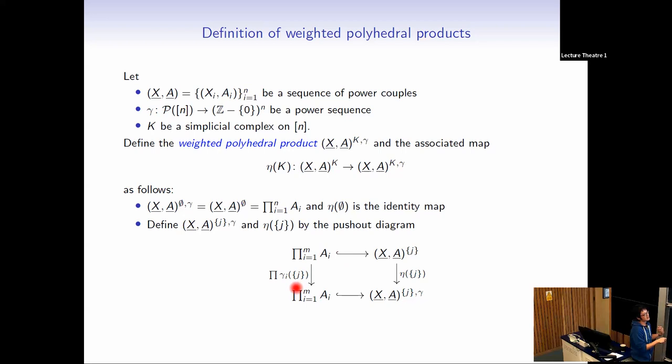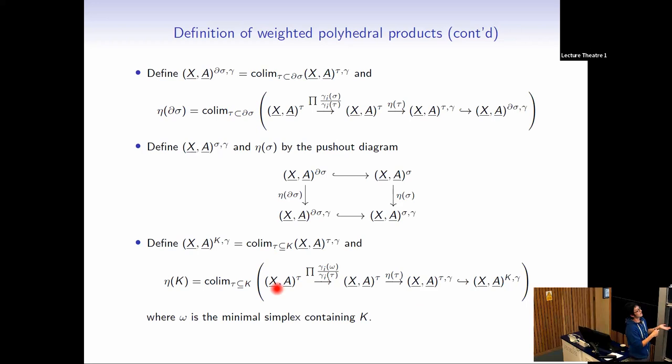And then next, we have to define X_A^∂σ, γ to be a colimit of all those weighted polyhedral products of τ, γ, where τ runs through all the simplices inside ∂σ. And then we also define the η^∂σ to be this composition like this. Basically, it's just some degree maps indicated by the γ plus the η_τ, and then the inclusions.